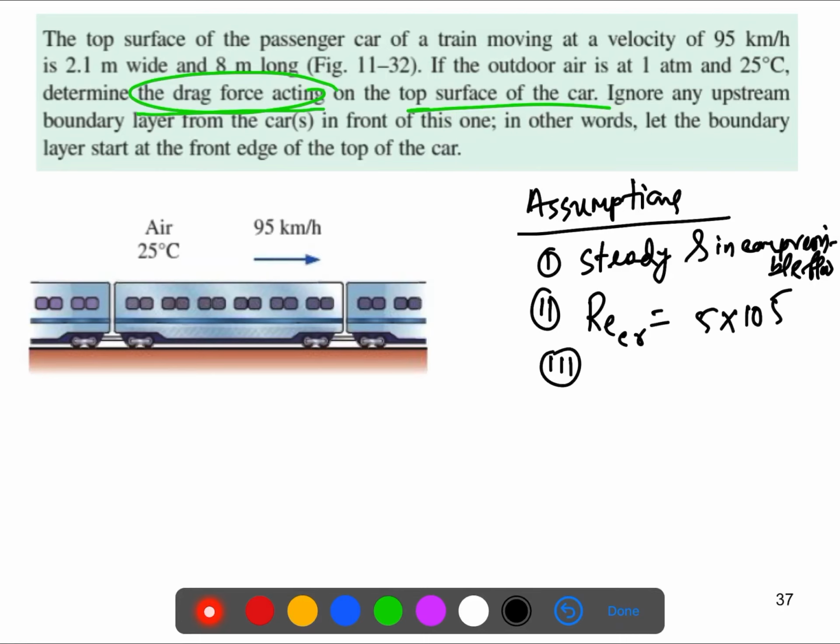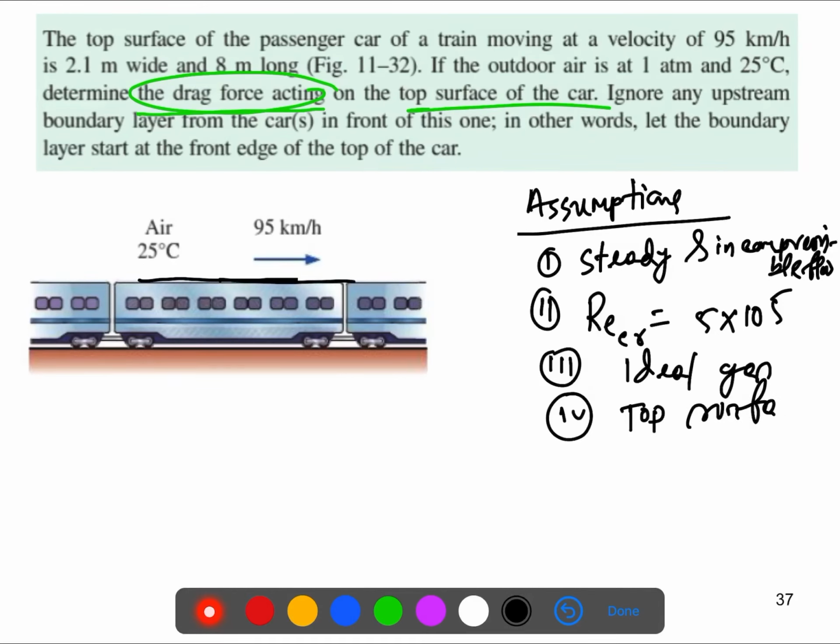We say this is an ideal gas problem, so air is an ideal gas. And we are going to calculate the drag force on the top surface of the train. We'll say that the top surface is smooth, but the reality could be different. In this case we said the top surface is smooth. So that's all of our assumptions.